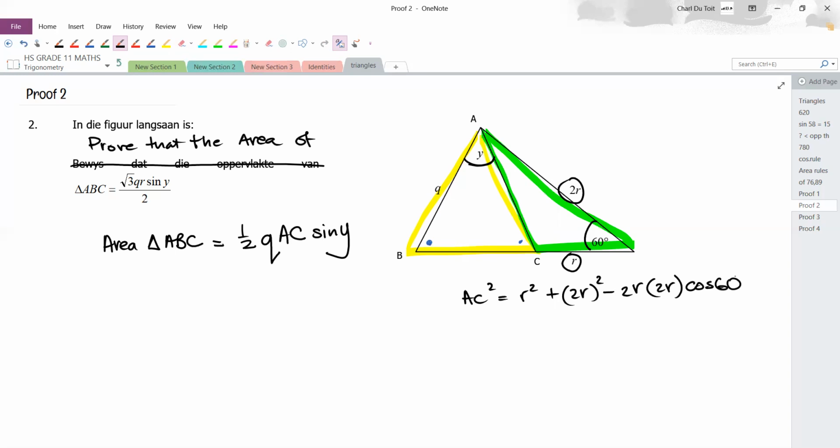Yes, sir. You remember the cos rule? Do you want us to actually go over the triangles again? Because I'm not 100% sure that you know your rules yet.